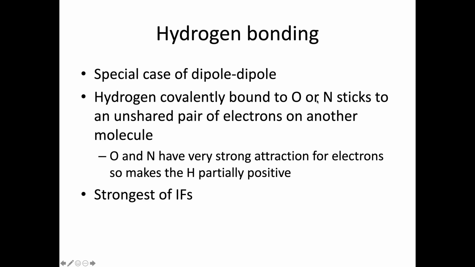Now, remember, oxygen and nitrogen have the strongest attraction for electrons on the periodic table, other than, say, fluorine and chlorine, and that means it's going to pull electrons away from the hydrogen, making the hydrogen positive. So then you're going to get a negative-positive. Okay, hydrogen bonds are the strongest of intermolecular forces. Dipole-dipole kind of is in between.